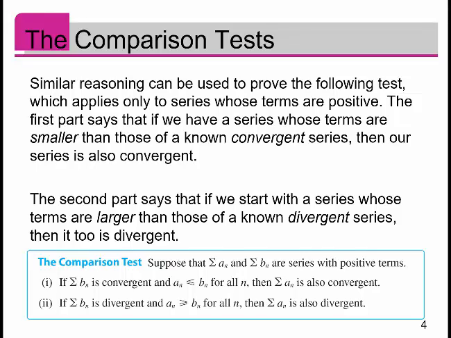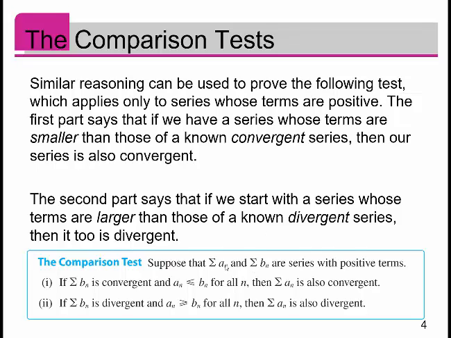Similar reasoning can be used to prove the following test, which applies only to series whose terms are positive. That's important. The first part says if we have a series whose terms are smaller than those of a known convergent series, then our series is actually convergent. The second part says that if we start with a series whose terms are larger than those of a known divergent series, then it too is divergent. So here's the comparison test.